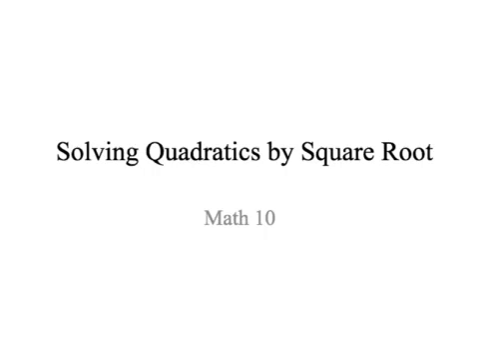So far this year, the only way we have solved a quadratic is by factoring. I'm going to now show you how to solve a quadratic by taking the square root. You can only do this if you do not have an x term. So if you have an x squared and a constant, you can solve this way. You cannot have an x term.